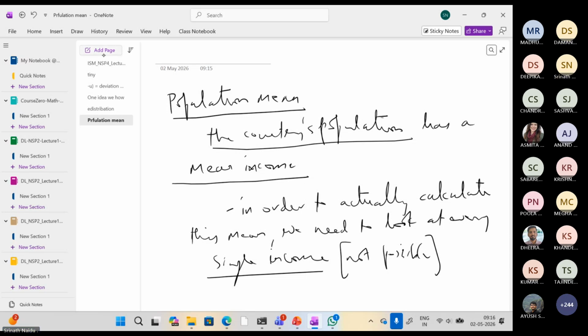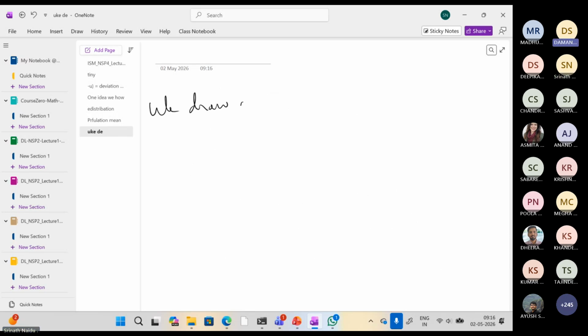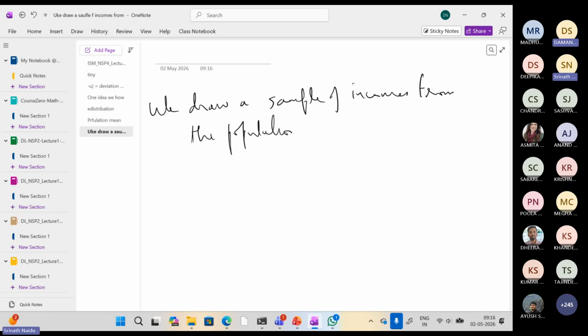So what do we do? We draw a sample of incomes from the population. So the sample is say n samples. And then say, look, you want me to estimate the statistics of the entire population. I can't do that because it's just too time consuming. What I'm going to do instead is to draw some 1,000 people out of it, and estimate statistics of the whole population from this 1,000.